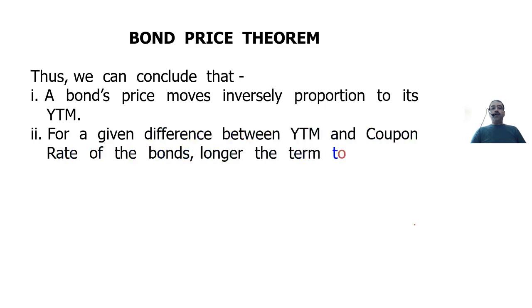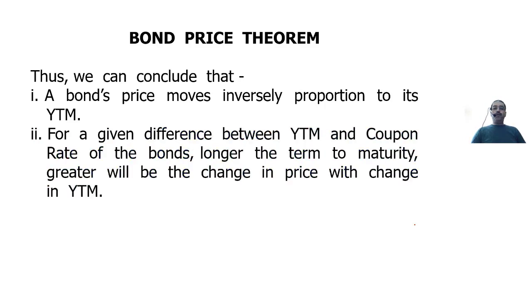Second, for a given difference between YTM and coupon rate of the bonds, the longer the term to maturity, the greater will be the change in price with change in YTM. Longer the term to maturity. So let us say you have bond A with 7 years and bond B with 4 years. Two bonds are there. What is the meaning of this? Bond A with 7 years, bond B with 4 years.